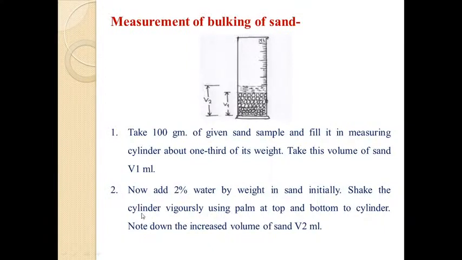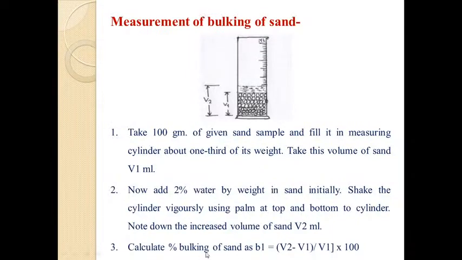Then shake the cylinder vigorously, in horizontal, vertical and circular motion, using the palm at the top and bottom of the cylinder, and note down the increased volume of sand, that is V2. So by the addition of this 2% water, the volume of the sand gets increased. Firstly it is V1; by adding 2% water by weight of sand, the volume becomes V2.